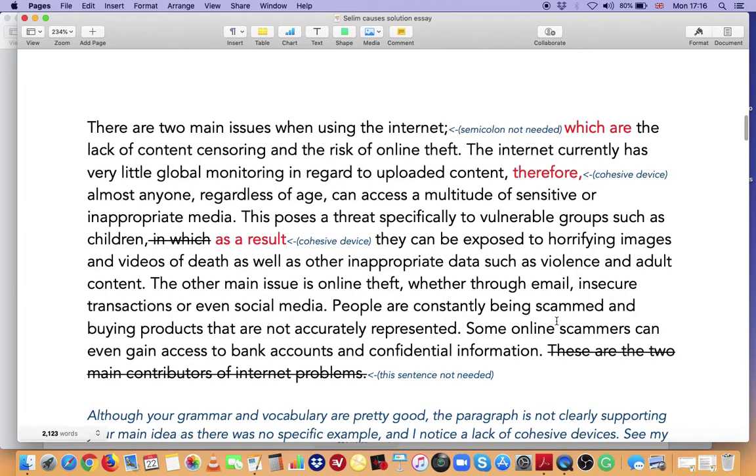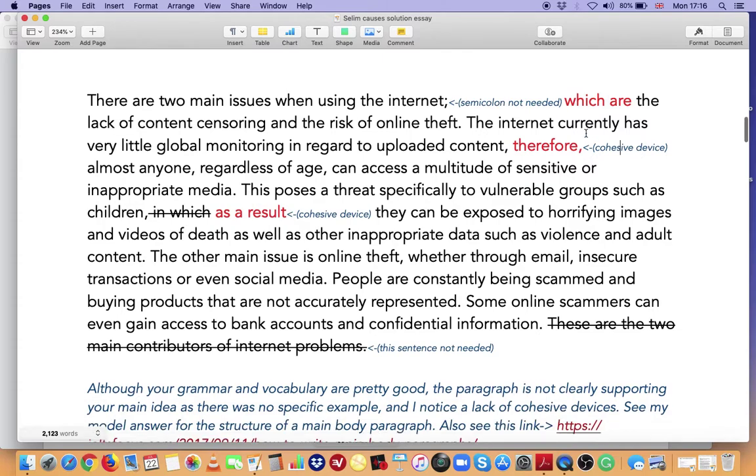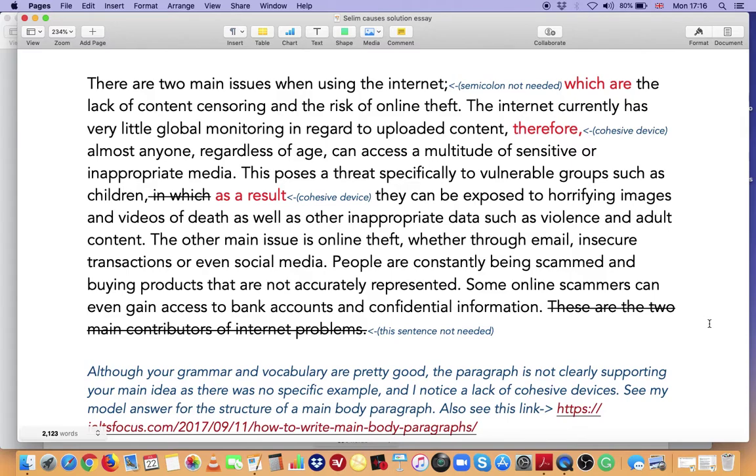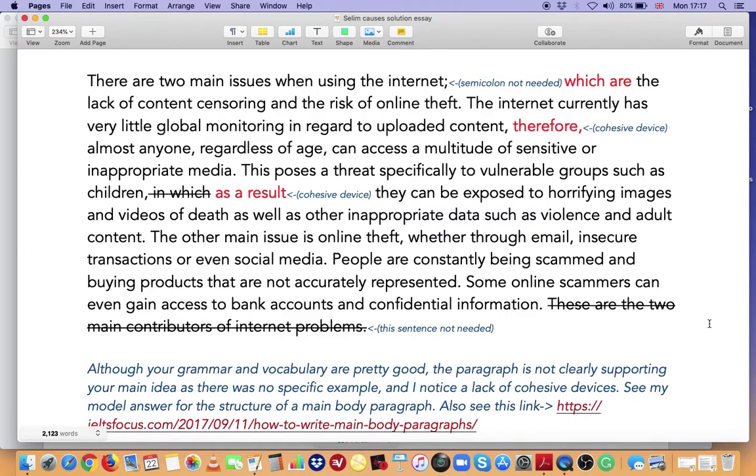Looking at main body 1, a few small things here like a relative pronoun, a couple of cohesive devices I changed. You can see the grammar and the vocabulary are very good, but the problem in this main body paragraph is that it's not clearly supporting his main idea, and there's no real specific example. So there's something about that paragraph that doesn't really make it for a band 7. It's not so much the grammar, but coherence, cohesion, and task response.